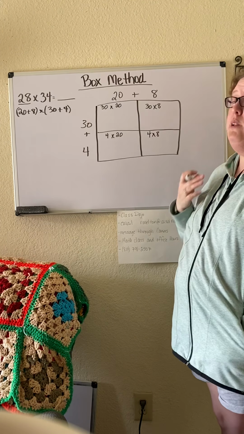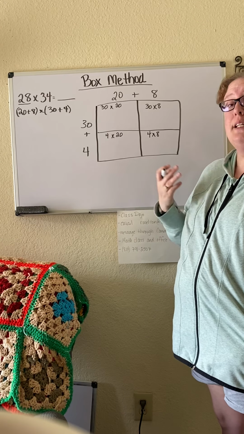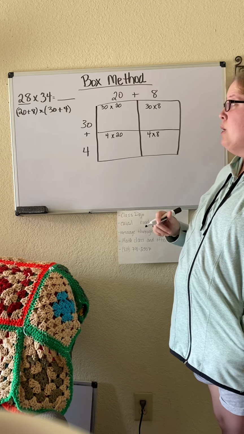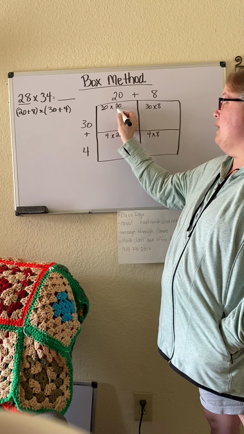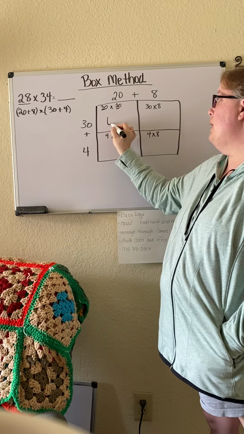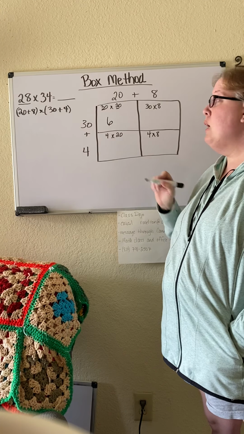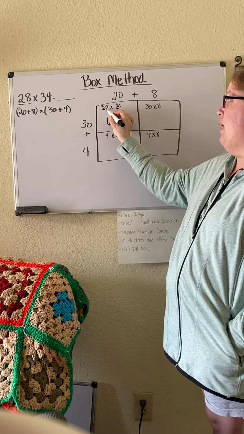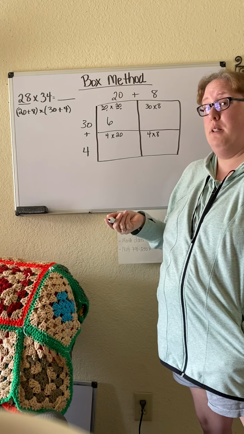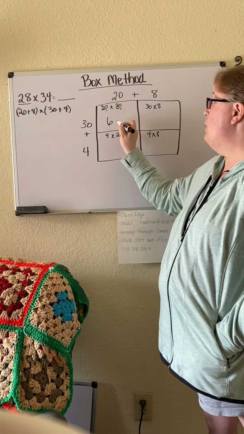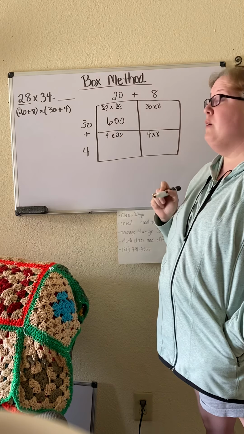So now it's really just about facts, and knowing about zeros. When I look at 30 times 20, I know that 3 times 2 is 6. Then I say, oh, I have 2 zeros. I need those zeros in my product. So 30 times 20 is 600.